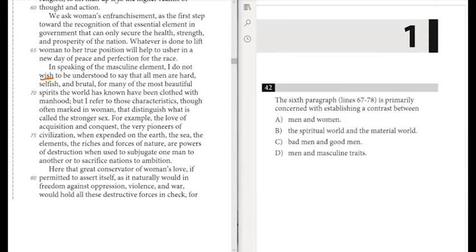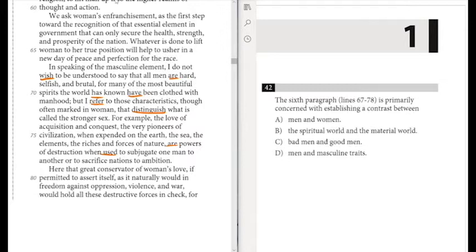"In speaking of the masculine element, I do not wish to be understood to say that all men are hard, selfish, brutal, for many of the most beautiful spirits the world has known have been clothed with manhood. But I refer to those characteristics, often marked in women, that distinguish what is called the stronger sex. For example, the love of acquisition and conquest, the very pioneers of civilization, when expended on the earth, sea, the elements, the riches, the forces of nature, are powers of destruction when used to subjugate one man to another or to sacrifice nations to ambition."